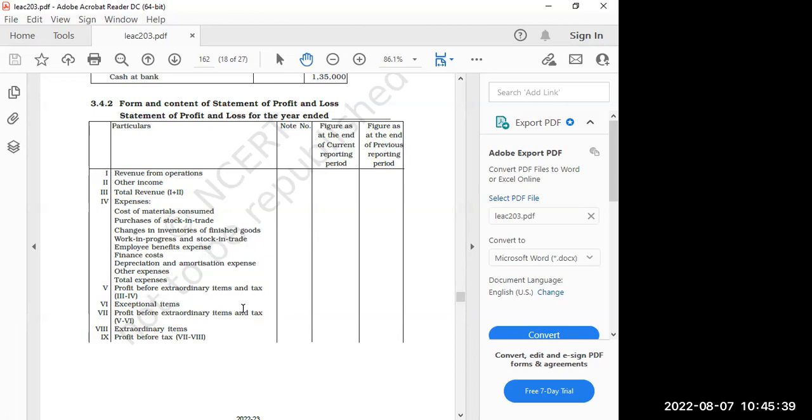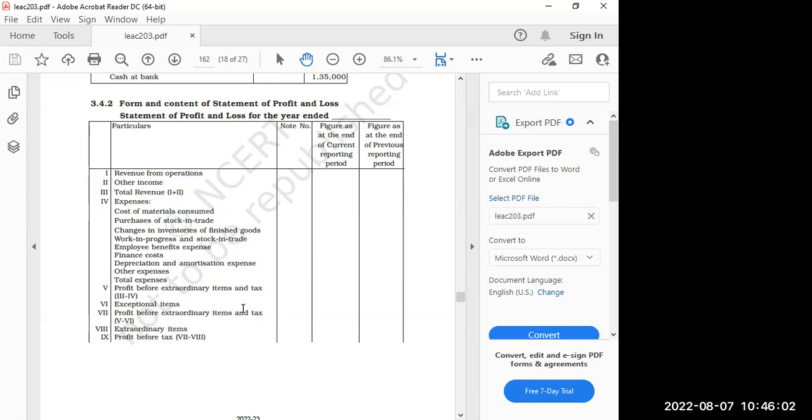Raw material, work in progress. Excellent. Raw material, work in progress, and finished goods. So three things are to be included. But in this case, only what is there? Which is missing here? Raw material is missing here. Why raw material? Where we have taken the raw material? Raw material is already used to find out the cost of goods consumed, cost of material consumed.